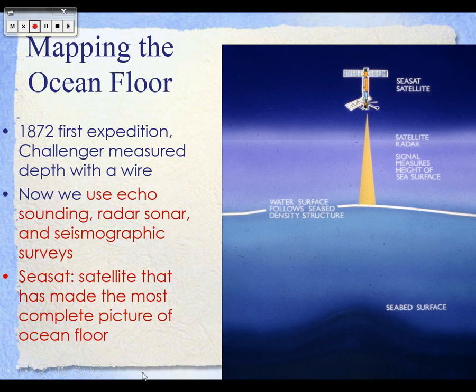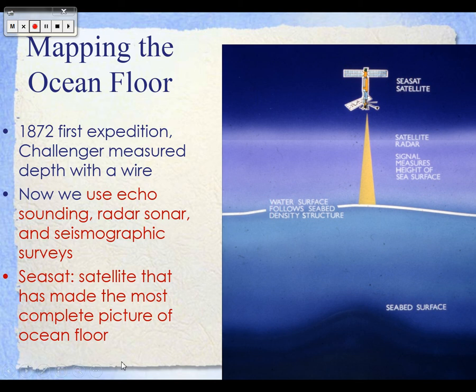Okay, the ocean floor was originally measured, think way back in time, 1872 was the first expedition. It was measured with a depth of wire. Literally, somebody was sitting there in a boat. They let all the wire out. When it reached the bottom, they marked the depth. They pulled it up. They moved the boat. They put the wire back down. Okay, not a very accurate way of finding the depth of the ocean floor or even finding what the ocean floor looked like. Now we use echo sounding, radar sonar, and seismographic surveys.